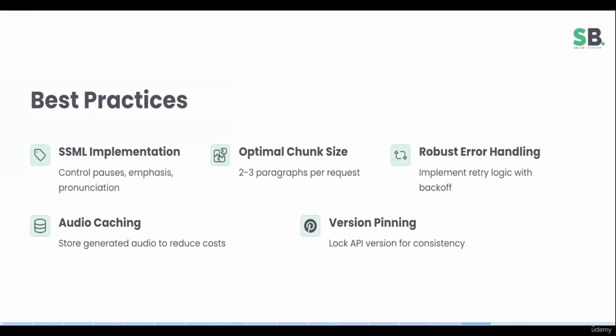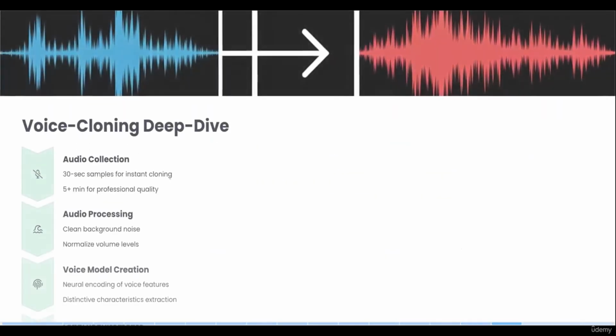Let's go through the best practices of implementing AI voices. The first is SSML implementation, when you control pauses, emphasis, and pronunciation. Optimal chunk size, 2-3 paragraphs per request. Robust error handling, when you implement retry logic with backoff. Audio caching, store generated audio to reduce cost. And version pinning, lock API version for consistency.